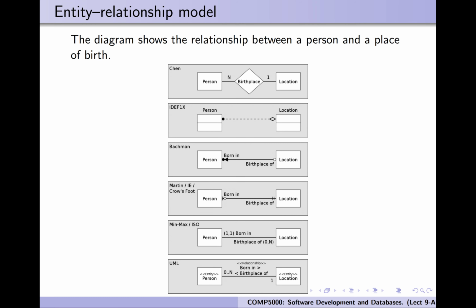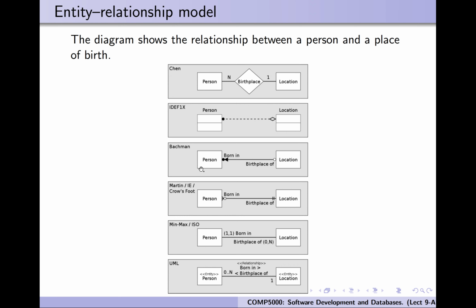If you pull a random book off a database shelf, you'll see that there are many ways to describe entities and relationships. We just saw the Chen notation, where we have a rectangular box and the relationship is a diamond. And there's also, as mentioned in the past, the multiplicity of the relationship, for example many people at one location. And then there's a whole bunch of other types of notation.